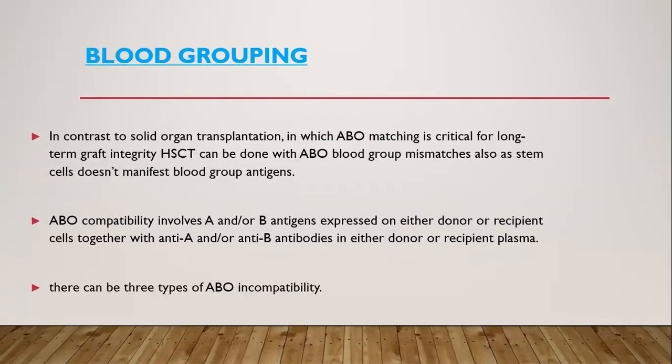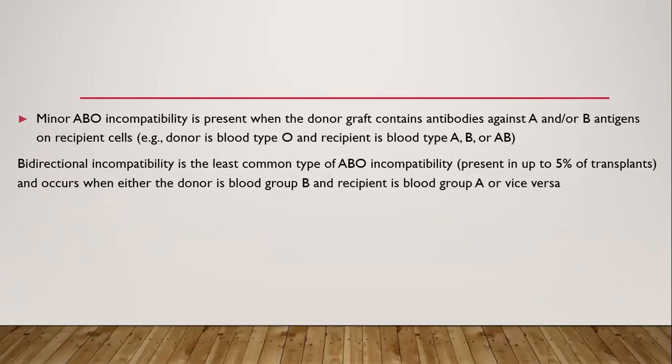So next slide we will go to blood grouping. There are 3 types in blood grouping: minor ABO mismatch, major ABO mismatch, and bidirectional ABO mismatch. If it is a minor ABO mismatch, then 3 months prior we need to transfuse the donor blood type. If it is a major ABO mismatch, we will send the anti-A titer or anti-B titer.